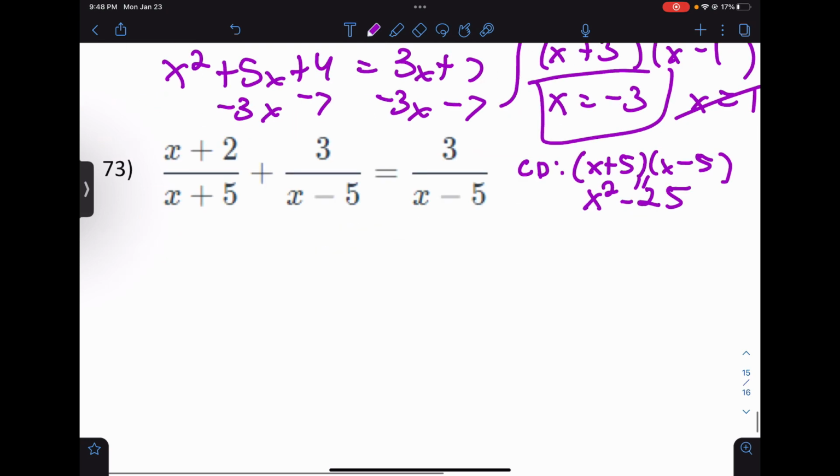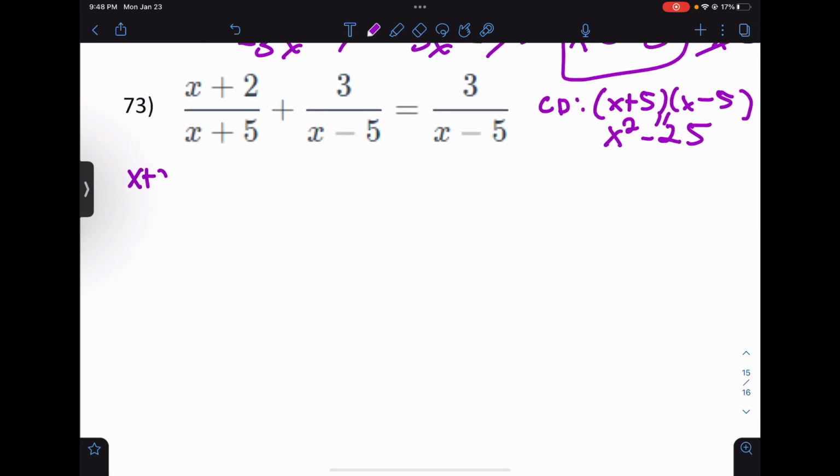So if we go ahead, this first term is missing an x minus 5. Now, don't forget, the denominator, you don't have to multiply out. You could leave it factored.